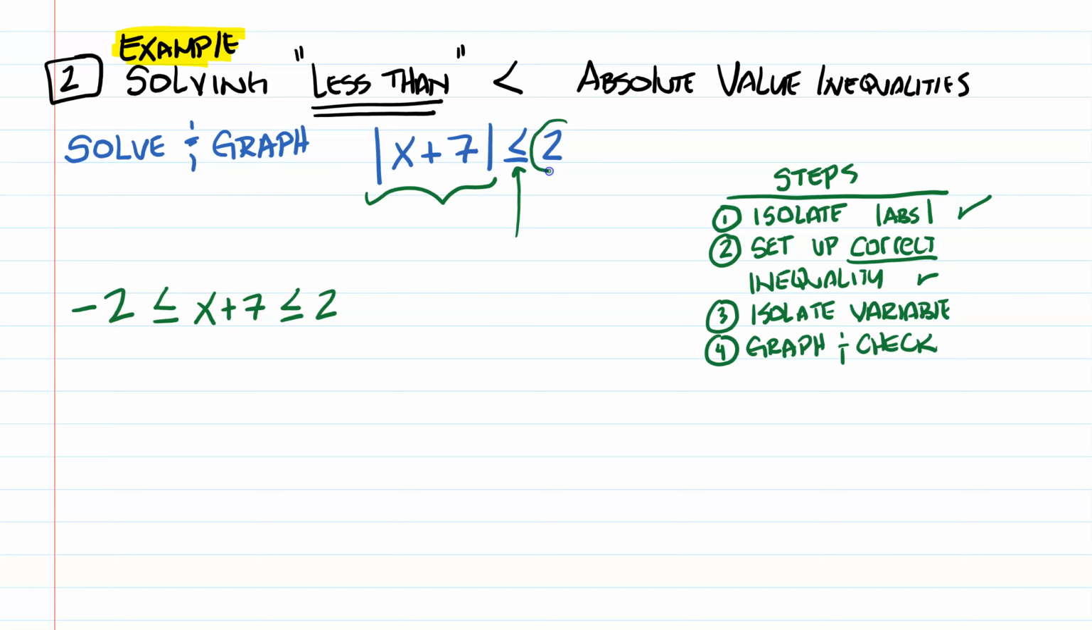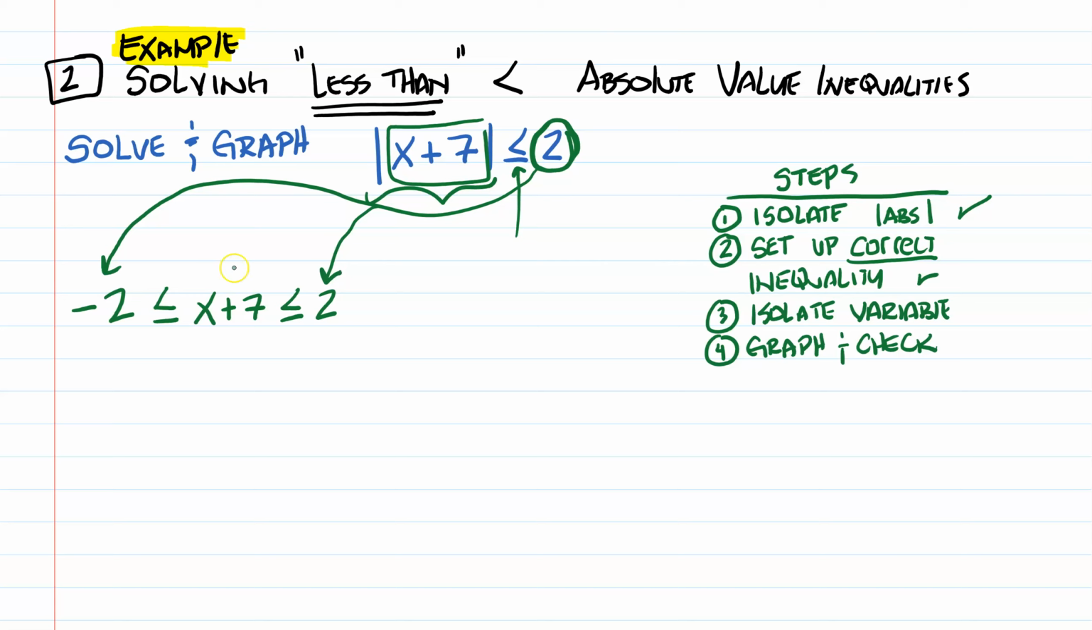So you're noticing that if I want to be less than or equal to 2 units from whatever this happens to be, then I am going to sandwich whatever my absolute value is in between the opposite number and the positive number. This is called the sandwich method, what I call it, with absolute value inequalities. So that's the correct setup.